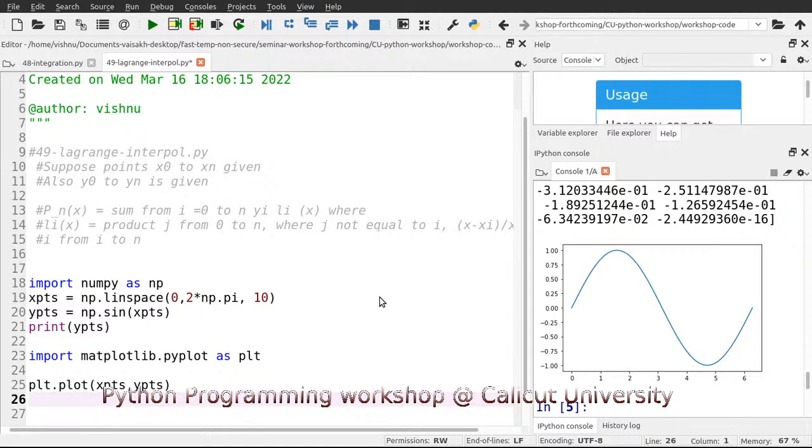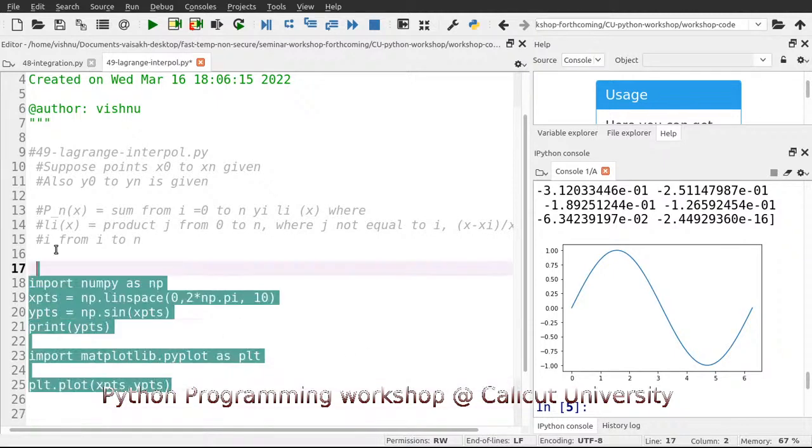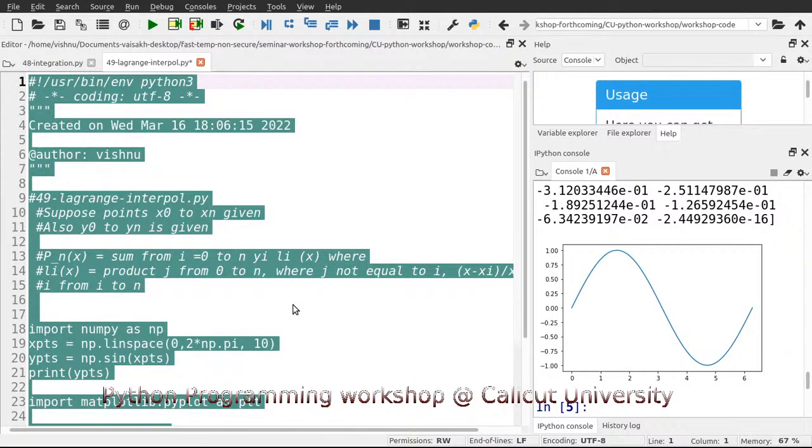Now, how do we find Li of xj? What is the technique for finding Li of xj? Remember that we need to find so many polynomials. So how do we do all these things? What is the way to do all these things? Let me copy and paste the code up to here in the Google document so that if you want, you can try.